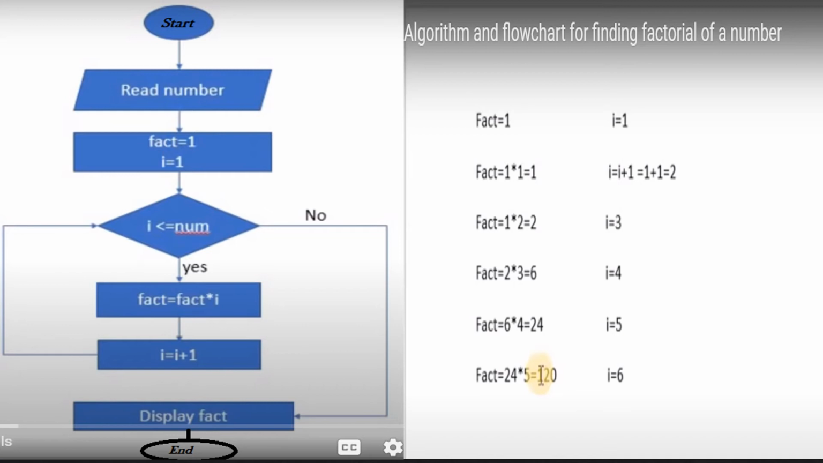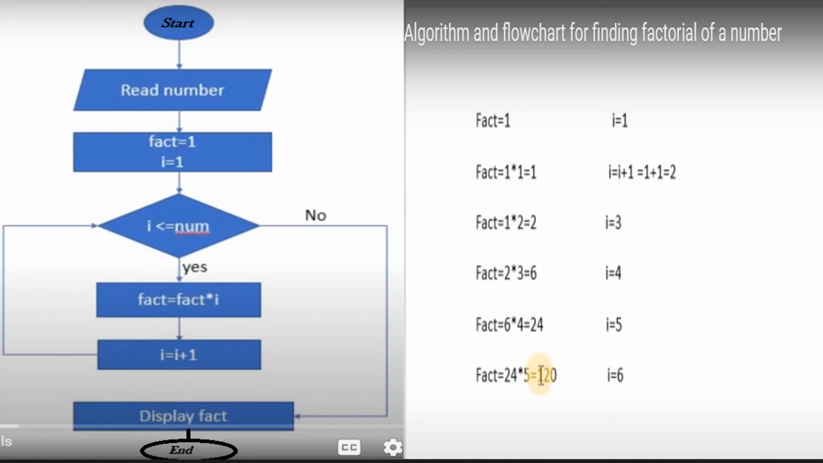And I will increment, adding a 1 to it, and become 5. So next 5 is I and factorial is 24. 24 multiplied by 5 will be equal to 120, as shown in front of you.